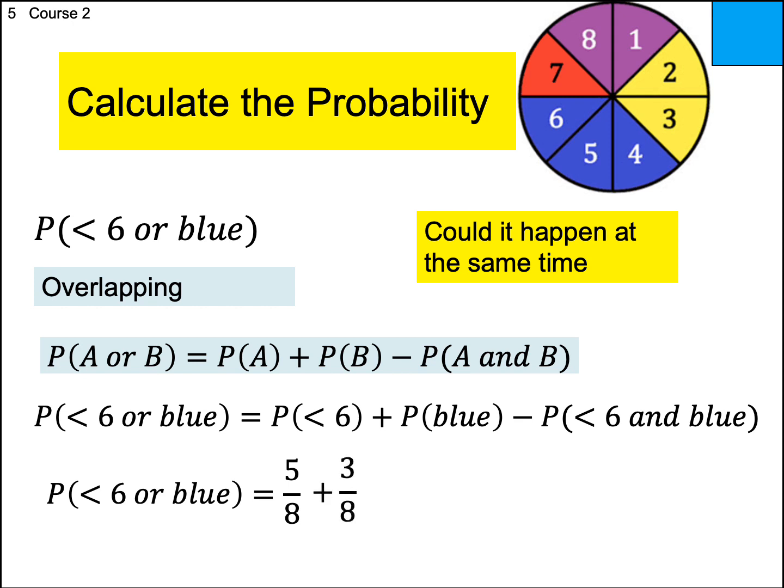And now we get rid of the overlap. How many numbers are both smaller than 6 and blue? Well, that would be 5 and 4. That would be 2 of those. So we're going to subtract those. Once again, we still have common denominators.